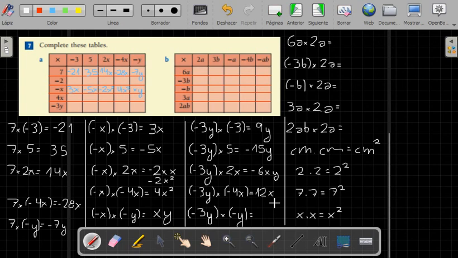12xy. Don't forget, you also can write 12yx, it is the same, okay? But it looks better ordered alphabetically.